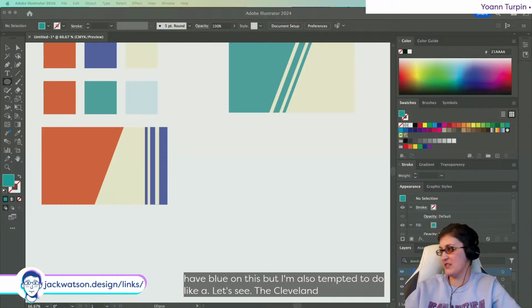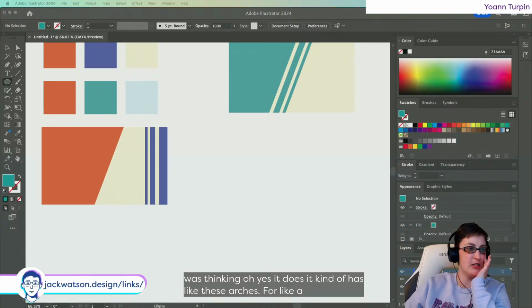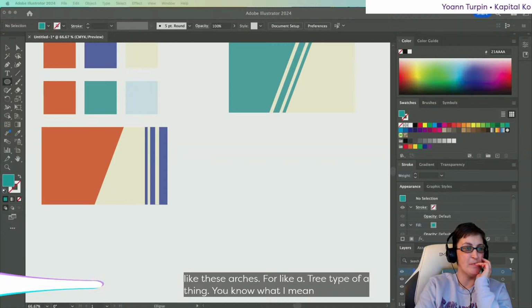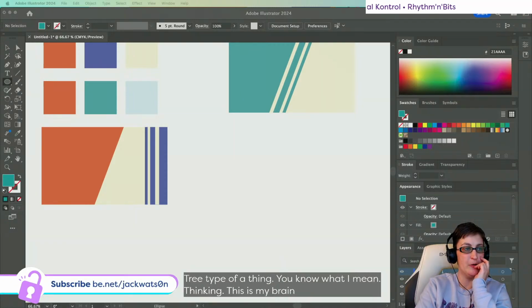The Cleveland Metro Parks doesn't have what I was thinking it had. Oh yes, it does. It kind of has these arches for a tree type of a thing. You know what I mean? I'm thinking. This is my brain going, wondering how to represent some of the stuff, abstract ideas.